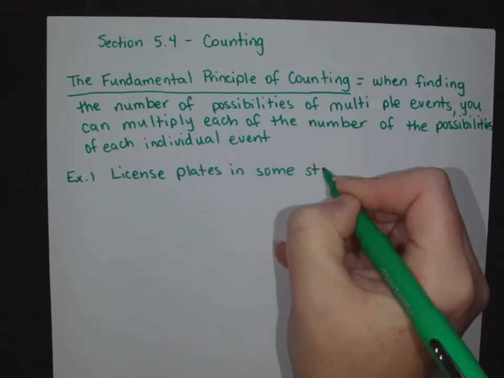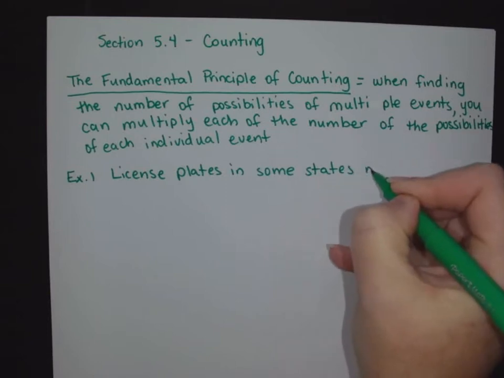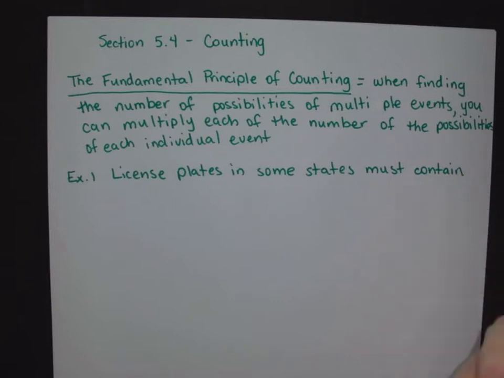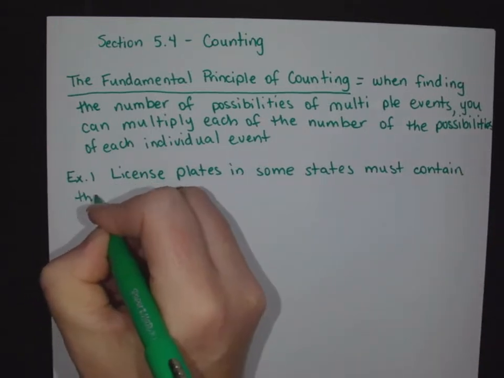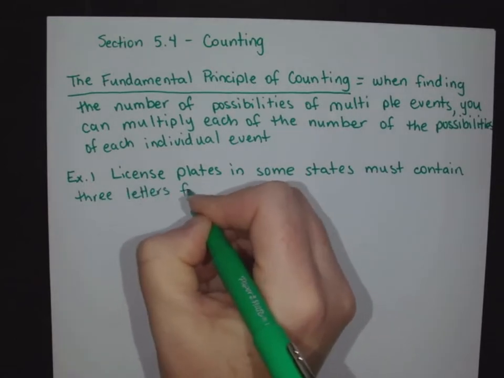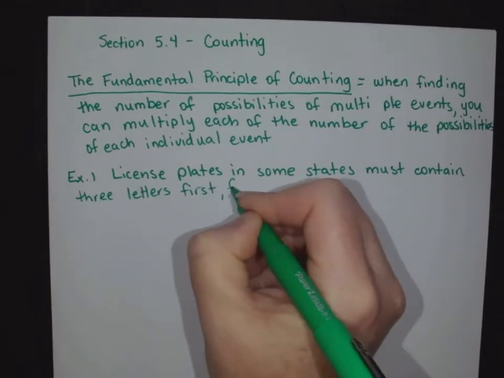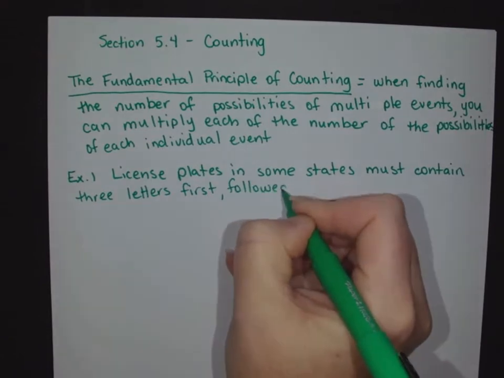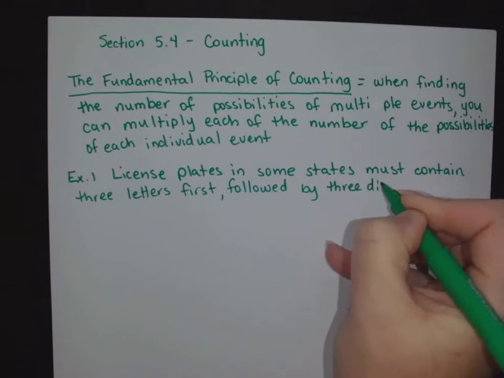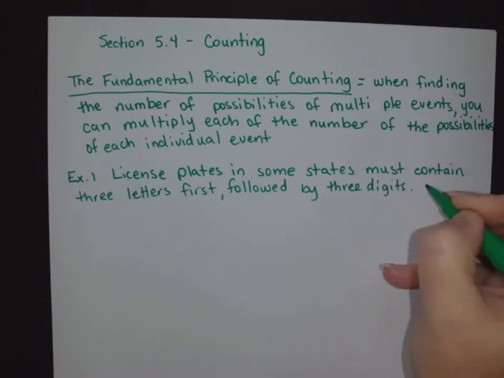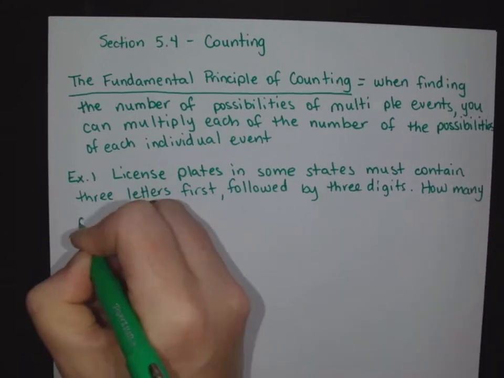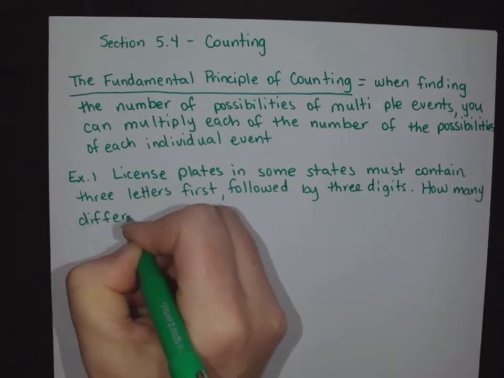All right, so let's look at a scenario. So license plates in some states must contain 3 letters first, followed by 3 digits. Texas is not one of those states. Texas allows you to have a pretty good mixture. So the question is, if this is a requirement for the state, then how many different license plates can be made?